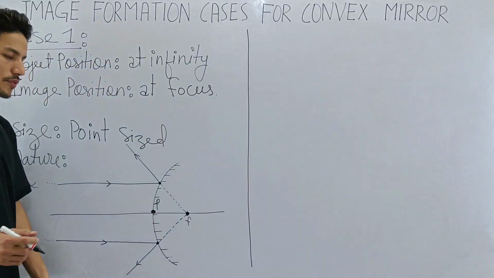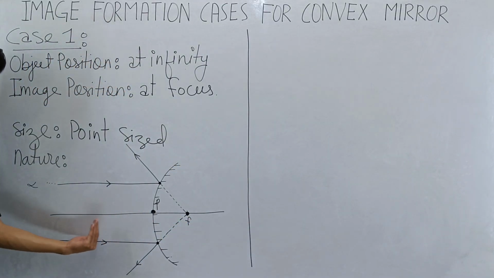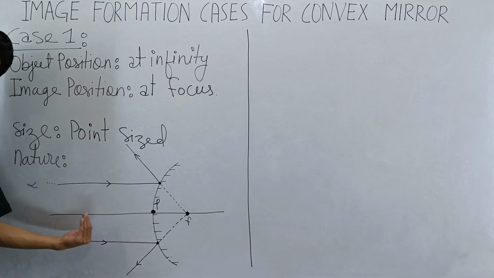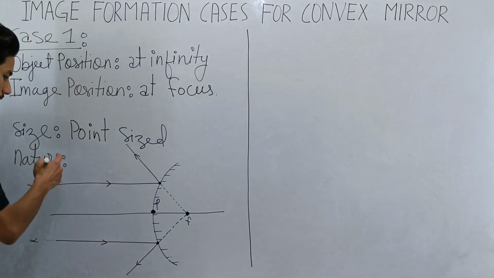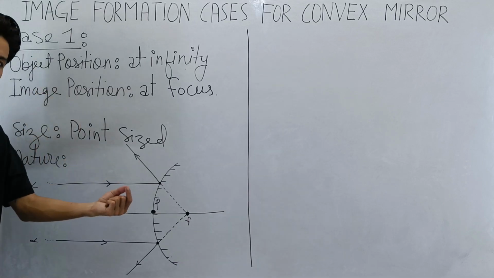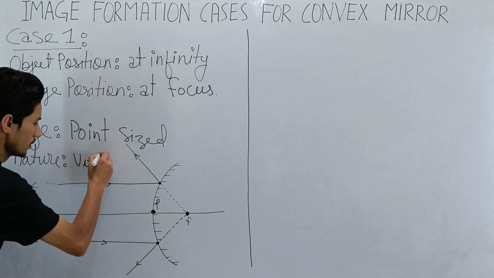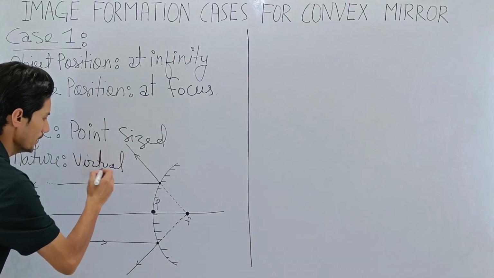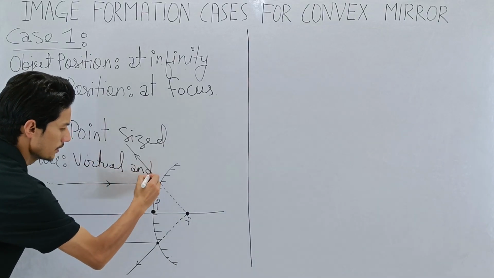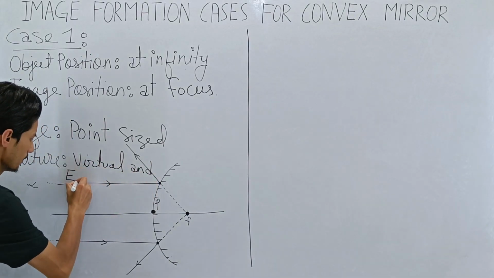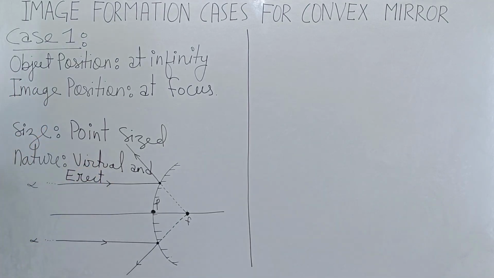If it is a real image, it will be formed in front of the mirror on the same side as the object is kept. Understood? So it will be virtual and erect. Let me just write here. All right. So case 1 done.